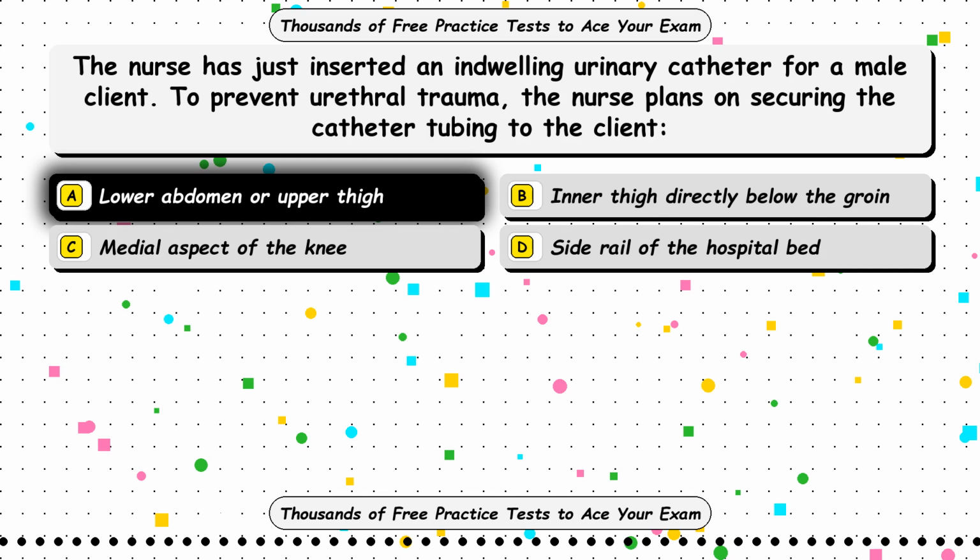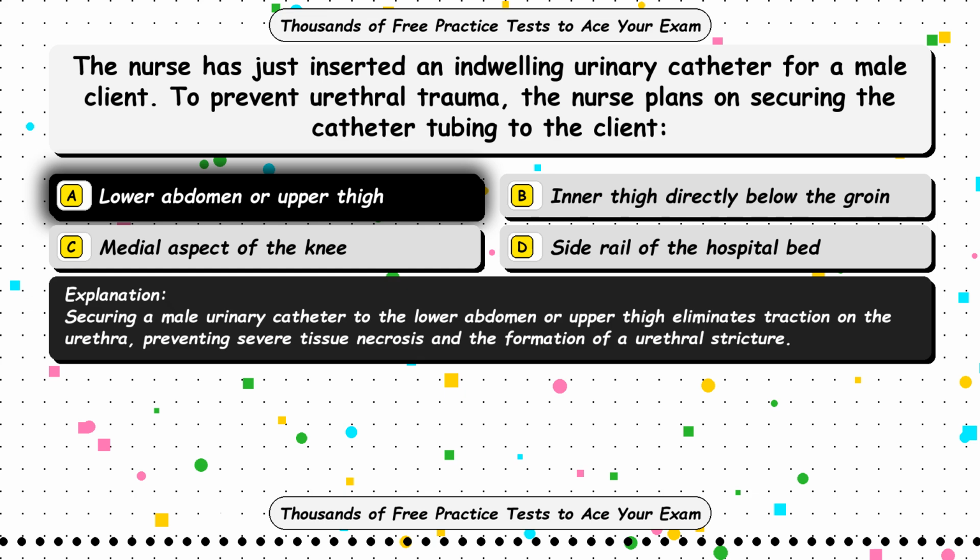The correct answer is option A, lower abdomen or upper thigh. Securing a male urinary catheter to the lower abdomen or upper thigh eliminates traction on the urethra, preventing severe tissue necrosis and the formation of a urethral stricture.